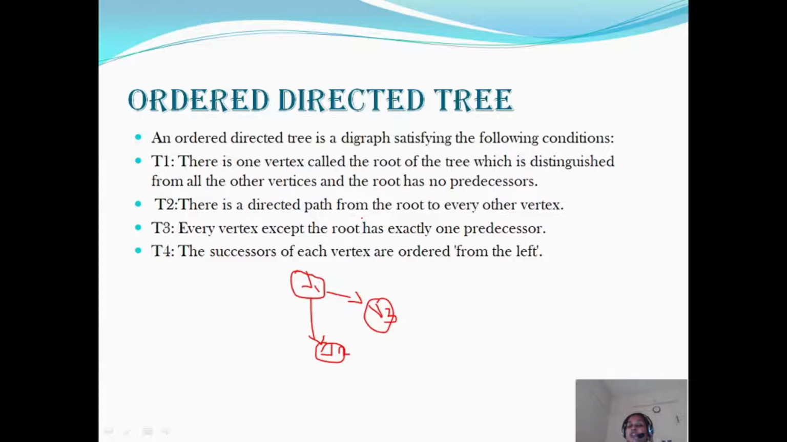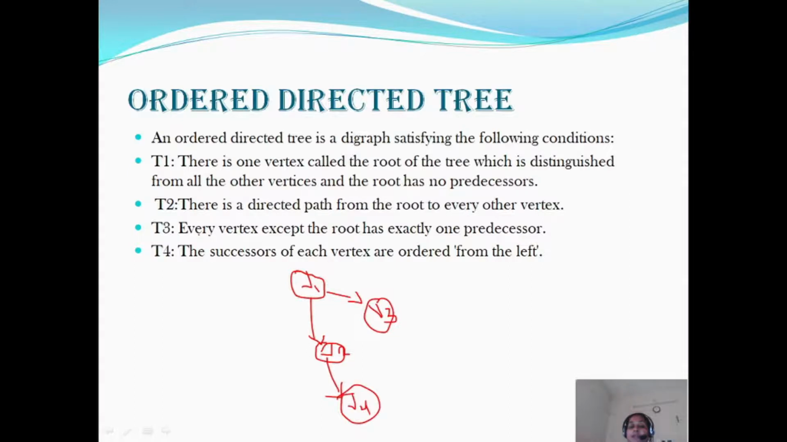The next condition says that there is a directed path from the root to every other vertex. For example, if we have a vertex here, there must also be a directed path from the root, that is from the topmost to the bottommost. That is called the second condition.